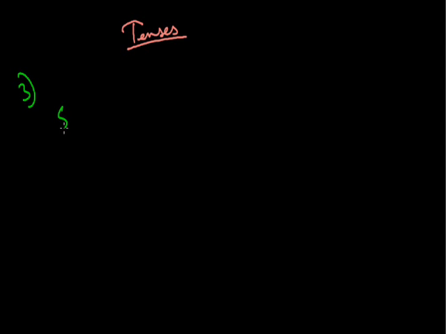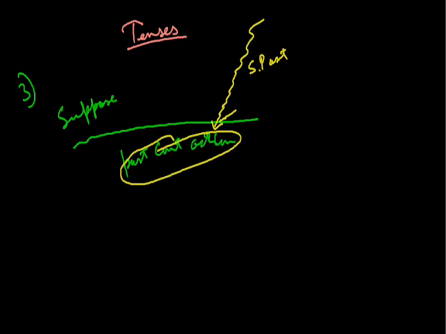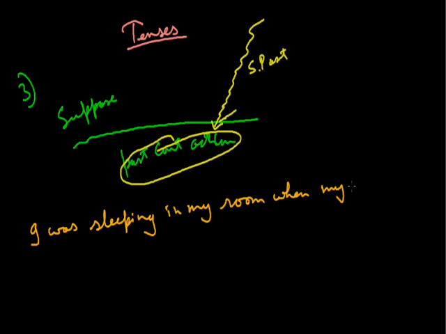Now, suppose some action is going on continuously in the past time. Now, just in between, some action happens. With this, we'll use simple past tense, and with this, we'll use past continuous action. For example, we can say, I was sleeping in my room when my brother came. Now, was sleeping is a past continuous action.